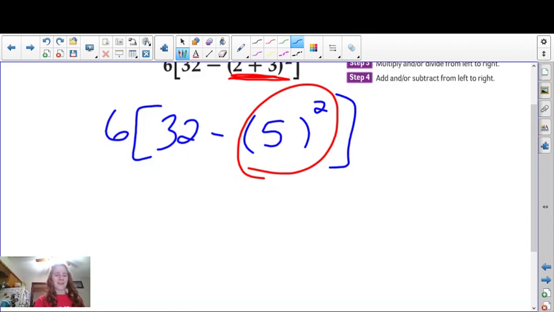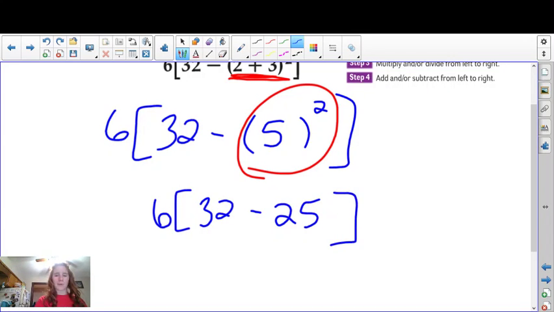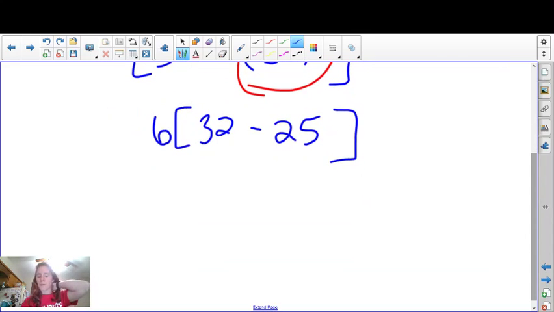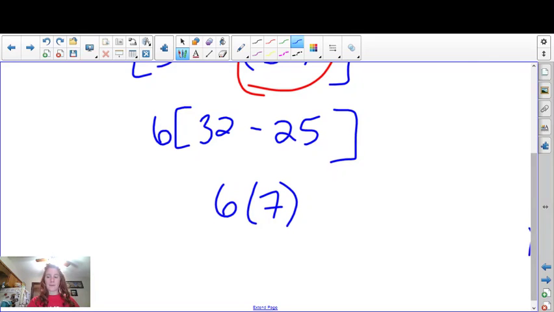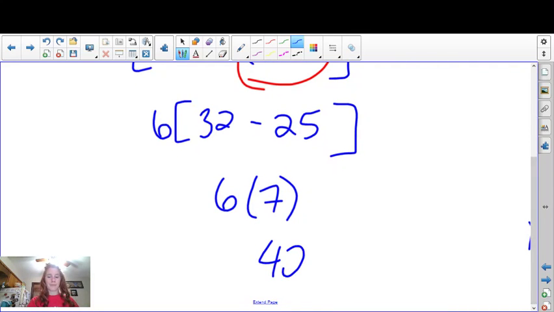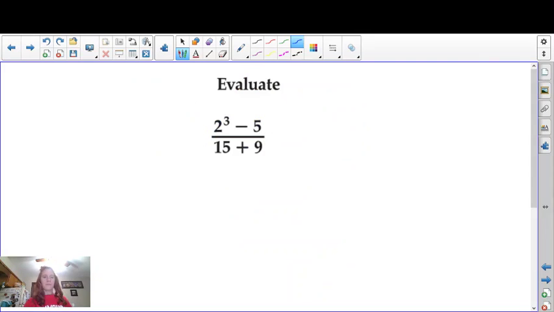And I almost tried to see if I could write left-handed, but I didn't think that'd be a good idea to try that out on you guys. Now that I've taken that guy squared, I can drop the parentheses. There's no more need for them. 32 minus 25 is 7. So I have 6 times 7. And 6 times 7 is 40. Well, okay, it wasn't that. We got through it.